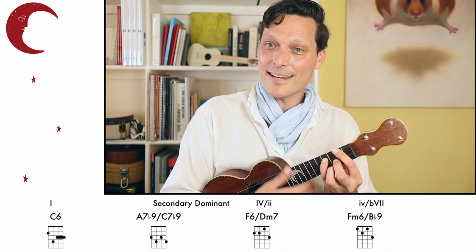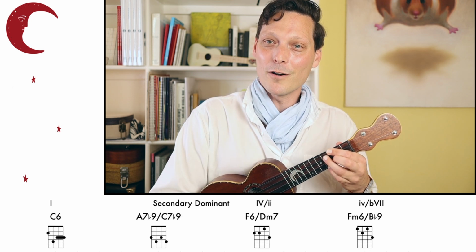But let's look at this diminished chord that we have first. We're going to play C6 to a 3rd fret diminished chord. What's happening here?